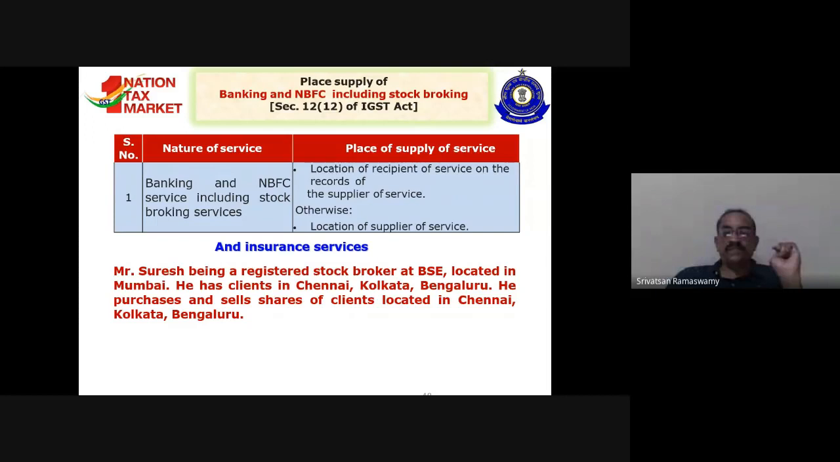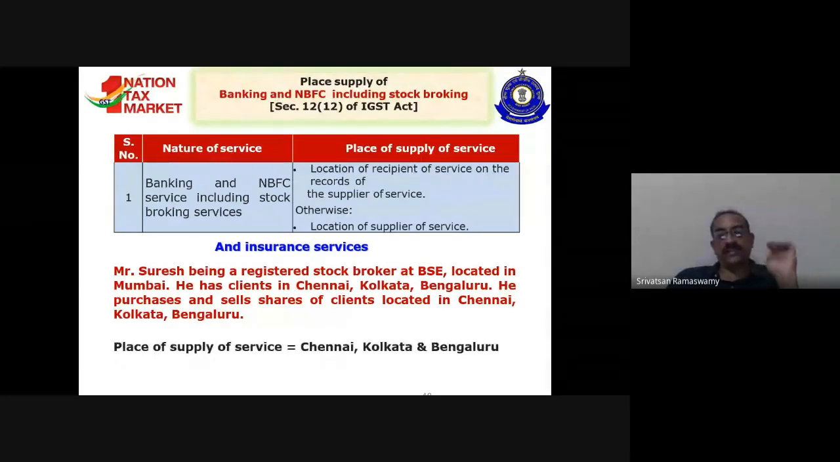Mr. Suresh, being a registered stockbroker at BSE located in Mumbai, has clients in Chennai, Calcutta, and Bangalore. He sells shares to his clients in Chennai, Calcutta, and Bangalore. The place of supply will be all those places, Chennai, Calcutta, and Bangalore, right?